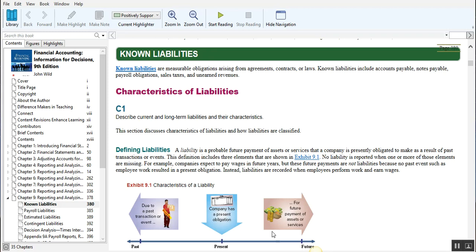Okay, welcome back, class. This is the chapter 9 video covering liabilities, and in this chapter I want to cover a lot of the material that we're going to be talking about on Wednesday. We started into this area today, but I need to really finish this up and have you look at this video before Wednesday.